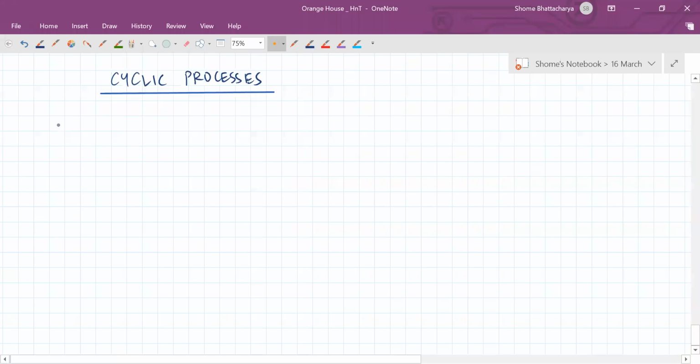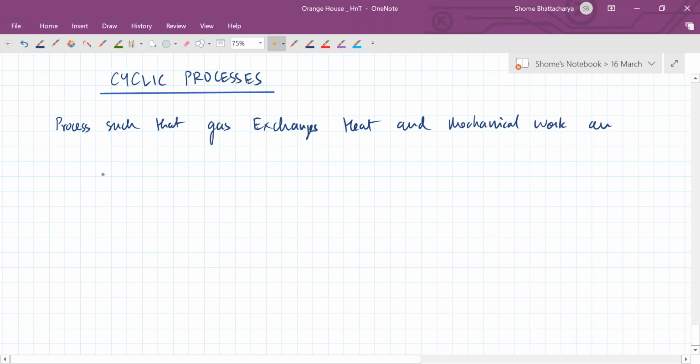So by cyclic process, we mean a process such that the gas exchanges heat and mechanical work, and returns to the initial state. So whenever this happens, we call it a cyclic process.